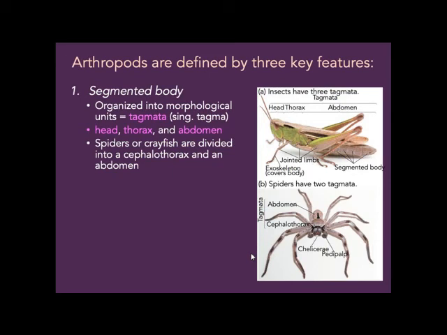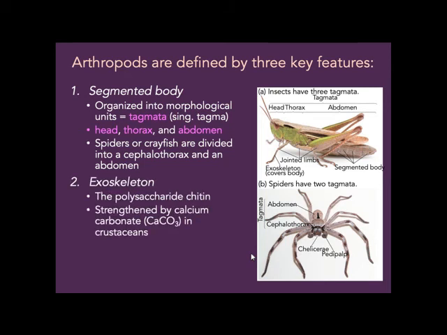The second feature is the exoskeleton. So if you remember from 1113, chitin is a polysaccharide, right? And in some groups, like crustaceans, the chitin is further strengthened by calcium carbonate. The third feature is that they have jointed appendages, and this is where the name arthropod comes from, just means jointed foot. And so the joints are what allow them to move the rigid body so they don't just walk around all stiff-legged.